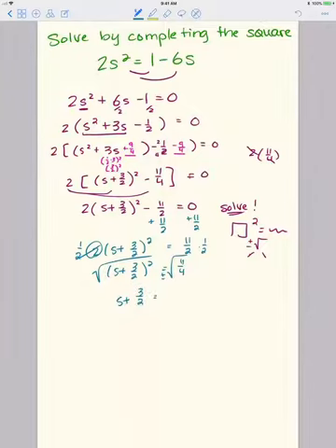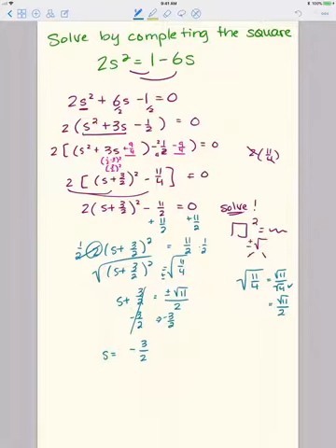S plus 3/2 equals plus or minus the square root of 11 over 2, because if you square root 11/4 and then break those two apart, you can actually square root 4, but it'll leave a square root of 11 in the numerator. So plus or minus the square root of 11 over 2, and then I'll subtract the 3/2 over, and I get that x is negative 3/2 plus or minus the square root of 11 over 2, or you can put them over the same denominator: negative 3 plus or minus the square root of 11, over 2.